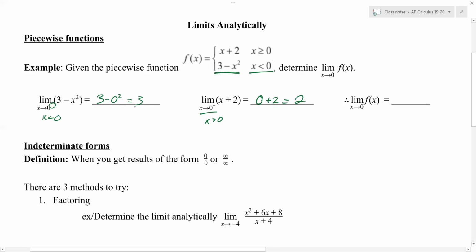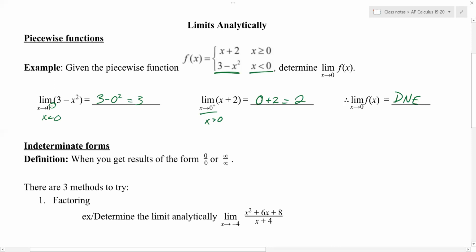So if the limit from the left is 3 and the limit from the right is 2, what does that tell us about the limit as x approaches 0? Well, it doesn't exist because the two sides are not the same.